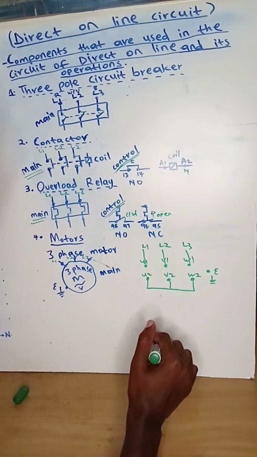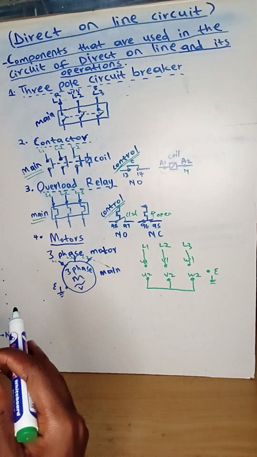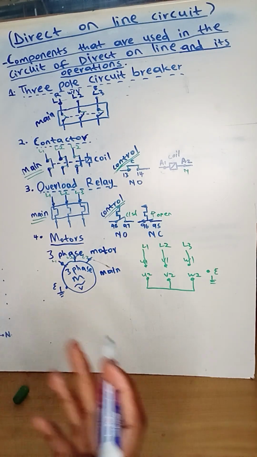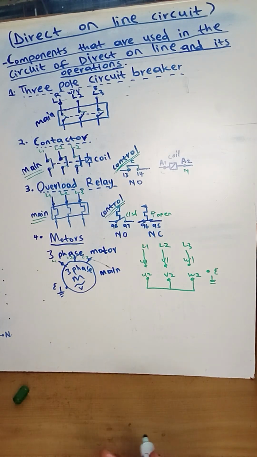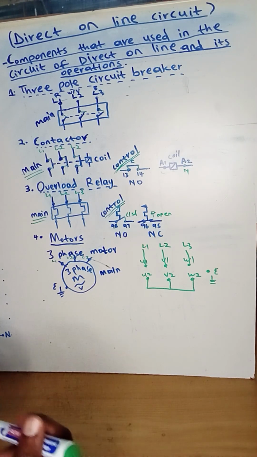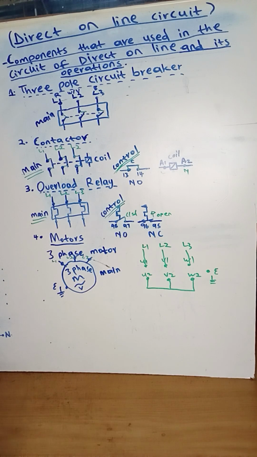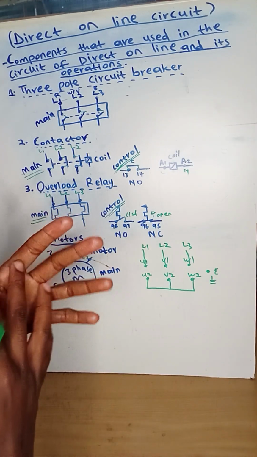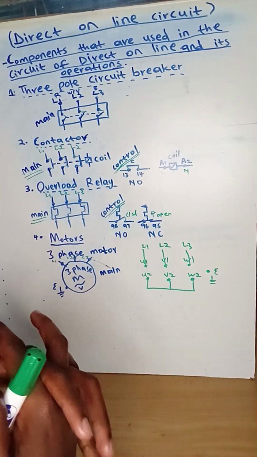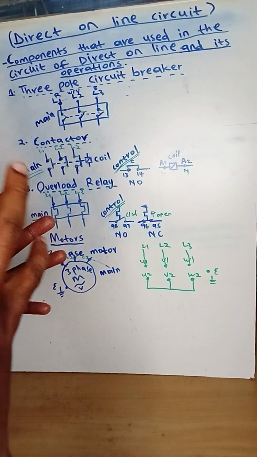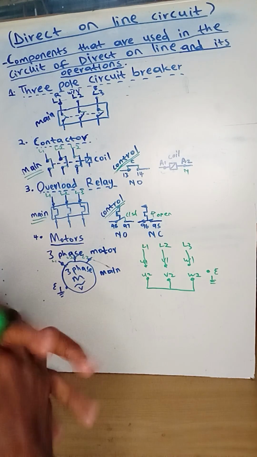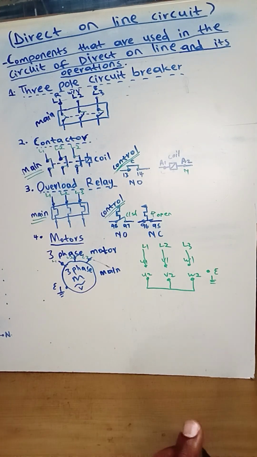So right now you know the components that will be in the direct online circuit and how they operate. So that's it about the components of the direct online circuit. Right now we will draw the main circuit of direct online and the control circuit of the direct online circuit.